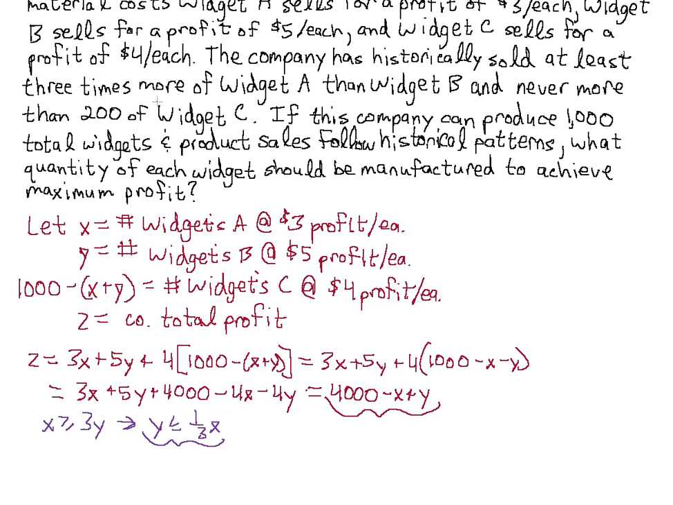Well, we know the company never sells more than 200 of widget C. Widget C is defined by this expression, the total amount of widget C produced. So we can say that 1,000 minus x plus y is less than or equal to 200, because we never produce more than 200 of widget C, and this is the expression to define the number of widget C produced. If we solve this for y, that'll give us y is greater than or equal to 800 minus x. Okay, and this is our second constraint.